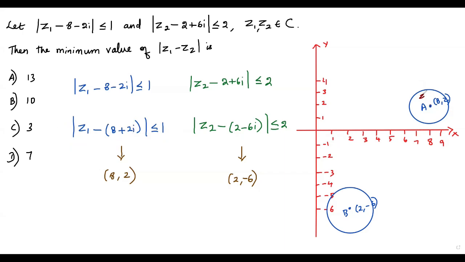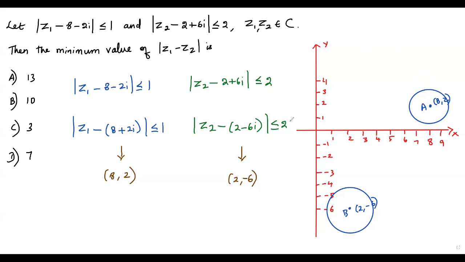What if this complex number z1 lies outside of the circle? This one does not satisfy the inequality over here, because when the complex number z1 lies outside the circle, the distance between this complex number z1 and the point (8, 2) is greater than 1, so it does not satisfy this inequality. So to satisfy the first inequality, the complex number z1 has to be at any point on the circle over here, or it has to lie inside the circle.